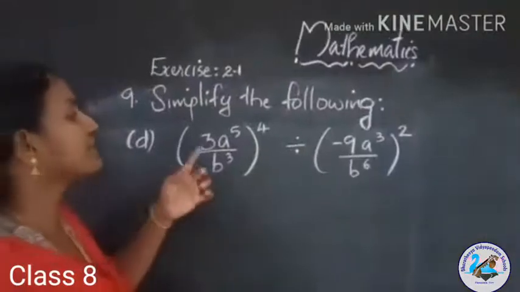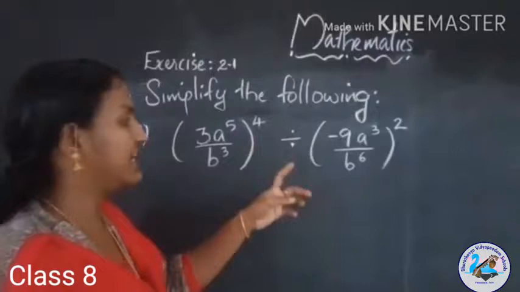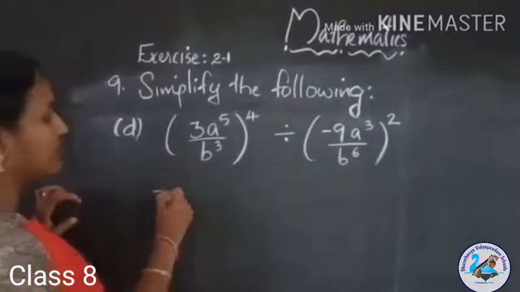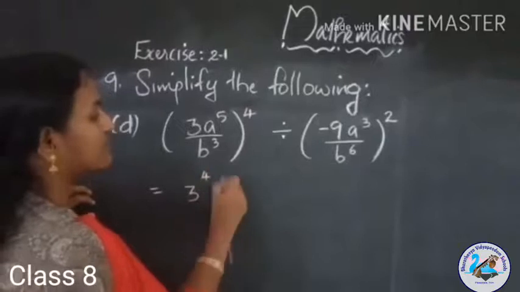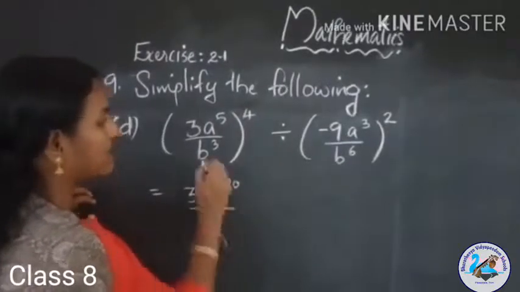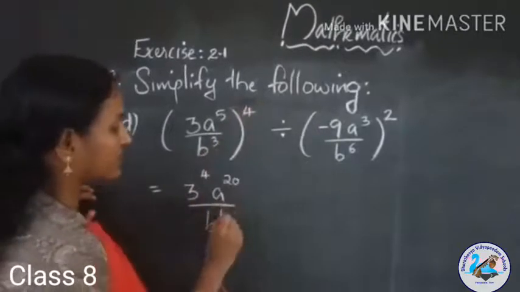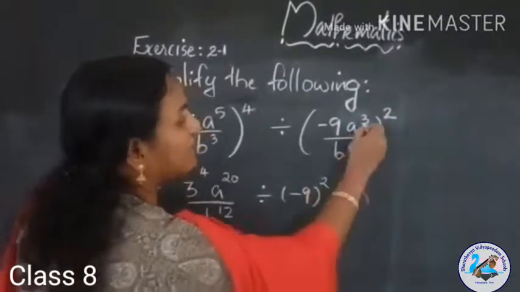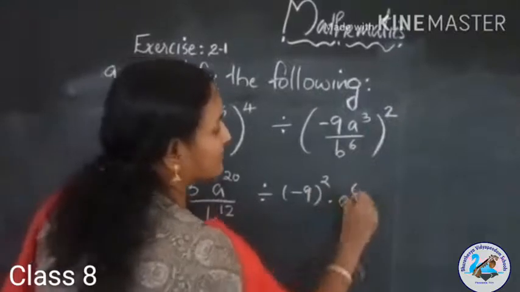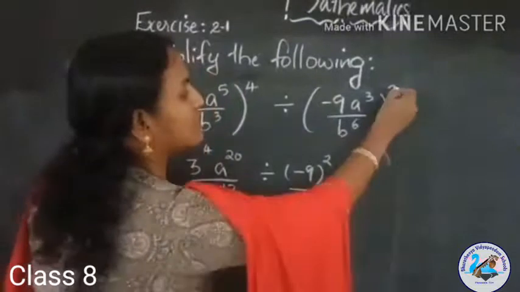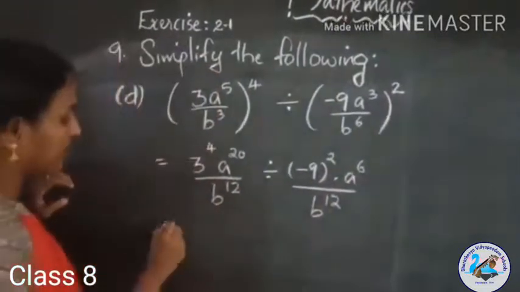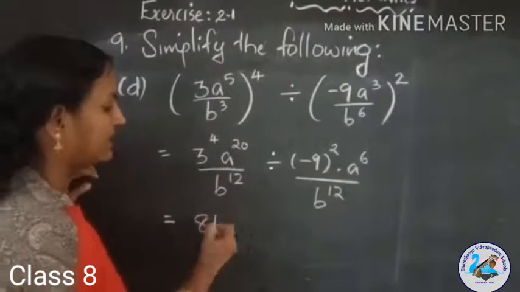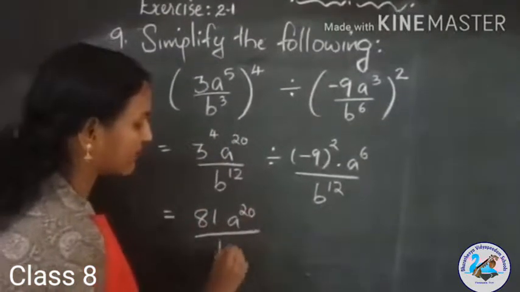Next, option D: (3a^5/b^3)^4 divided by (-9a^3/b^6)^2 is equal to 3^4 a^(5×4) = a^20 divided by b^(3×4) = b^12, divided by (-9)^2 a^(3×2) = a^6 over b^(6×2) = b^12, which is equal to 3^4, and 3^2 into 3^2, so 9 into 9, 81. 81 a^20 divided by b^12.